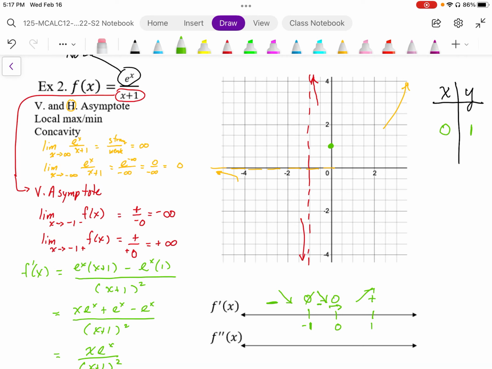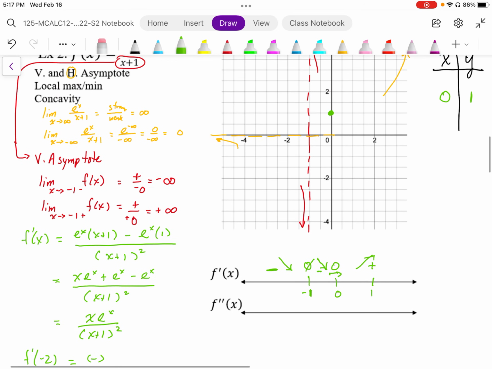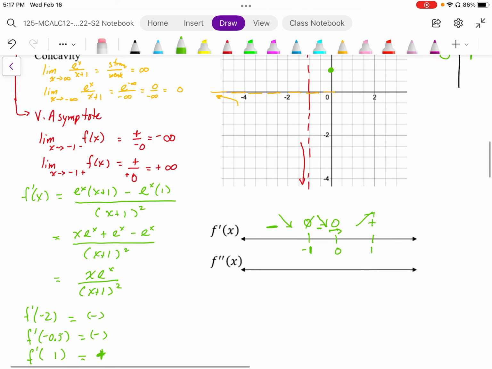Now I'm going to check for a concavity change before we draw it all in. So I'm going to need a second derivative here. I'm going to look at the second derivative of this. I'll do this in the next video, but we will look for a second derivative.